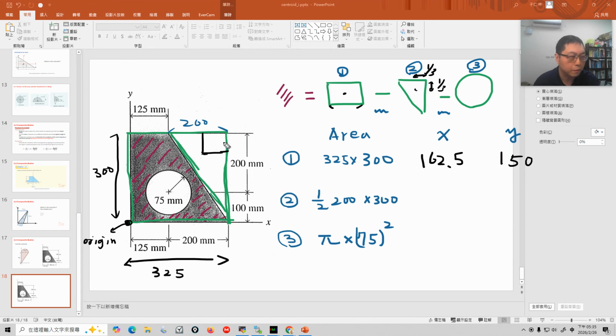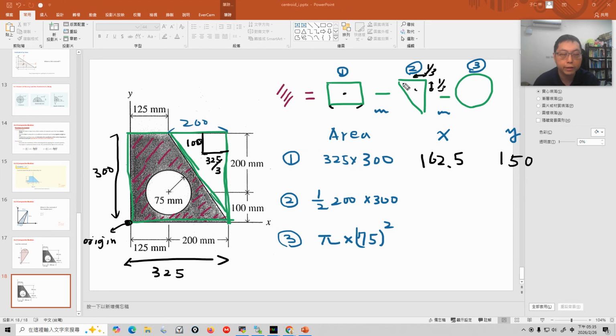So what's the distance here? This distance is, let me see, 300 here, so this should be 100. Okay, this should be 100. And what's the distance here? This is 325, so this distance should be 325 over 3. Okay, we have this information.